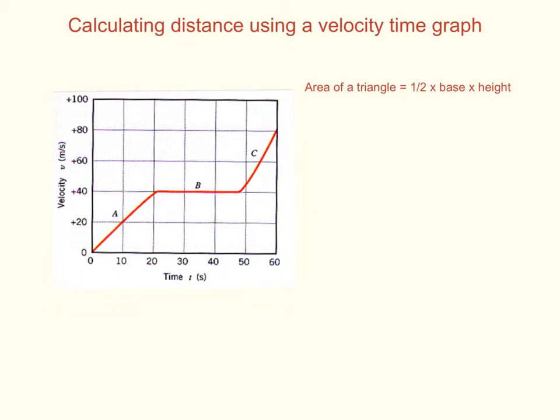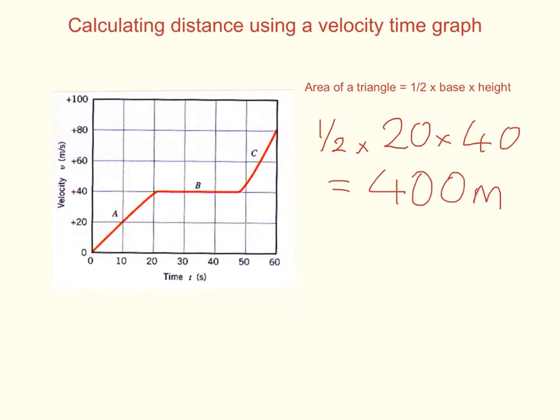So that is 1/2 times by the base, which we can see here is 20 seconds, times by the height, which we can see is 40. If we put that into the calculator, we should come up with a figure of 400 metres. So the total distance travelled within 20 seconds is 400 metres, with a velocity reaching 40 metres per second.